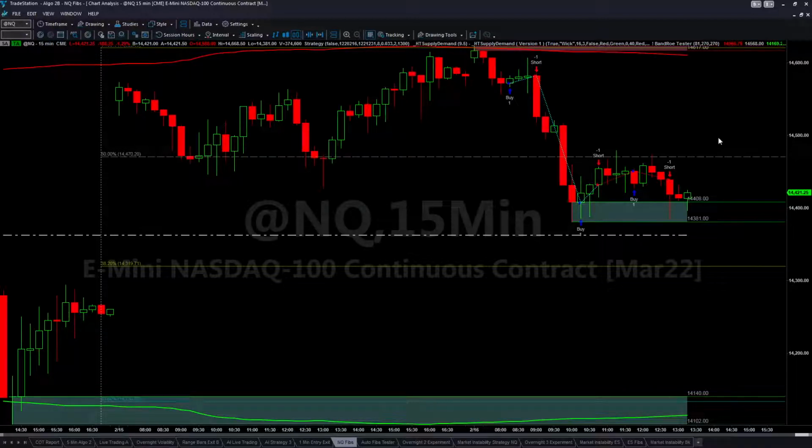We are in consolidation still right now. Got 2 minutes. Actually 1 minute for bar change.